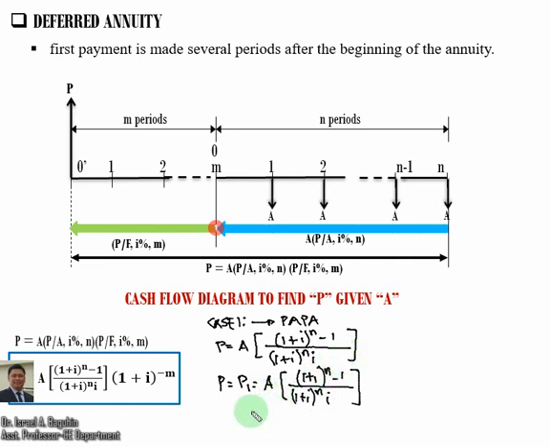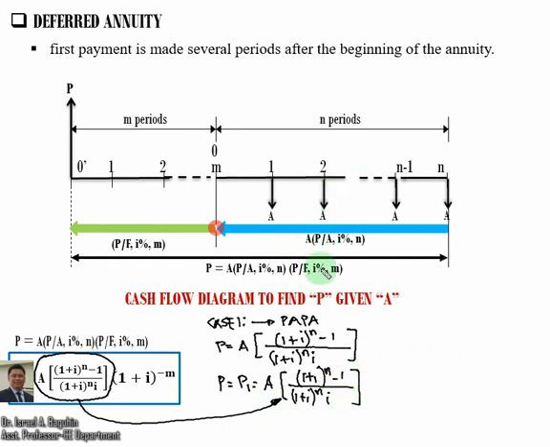As you can see, if we relate this formula to the formula here, this annuity times the quantity (1 + i)^n - 1 all over (1 + i)^n times i is just equal to this one, the annuity here.